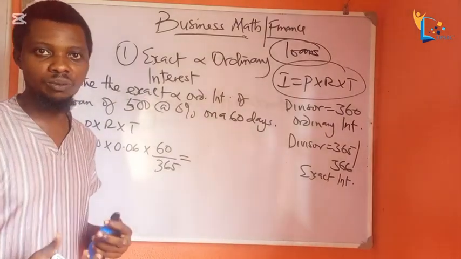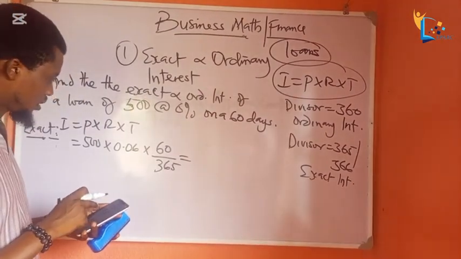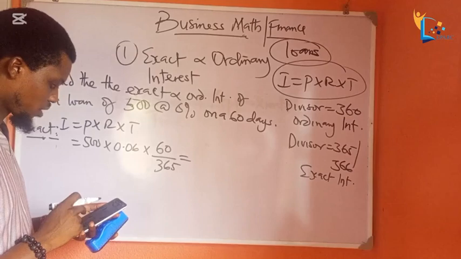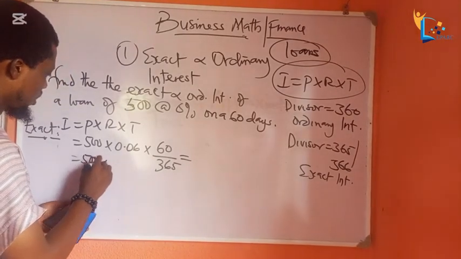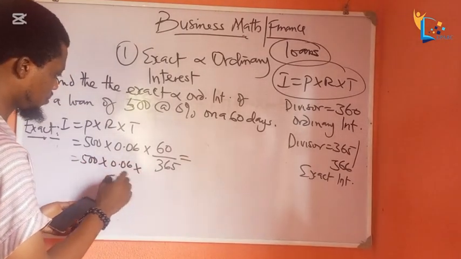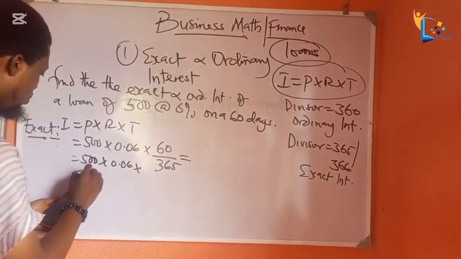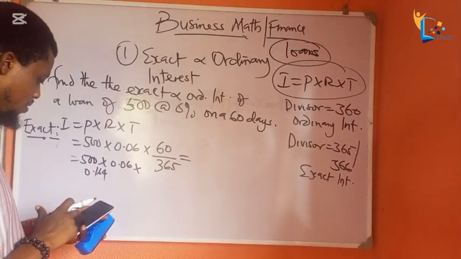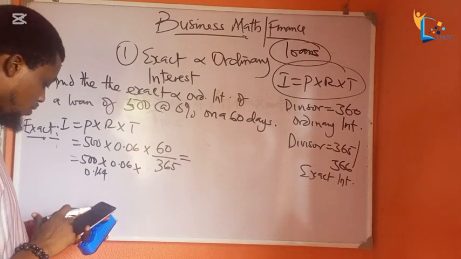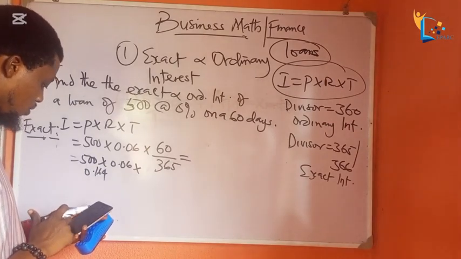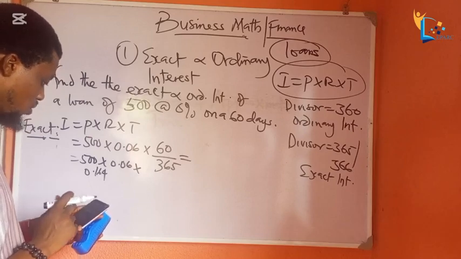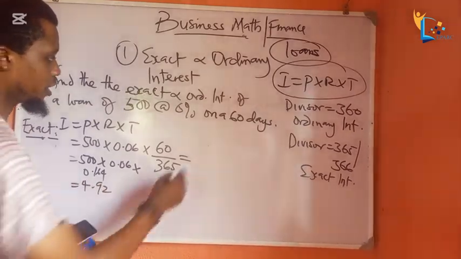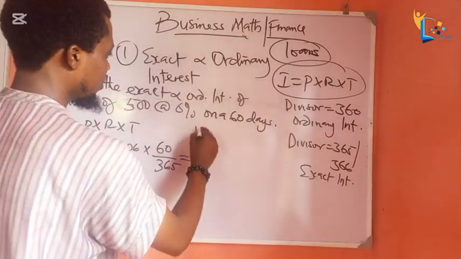Let me get the calculator. So we have 500 times 0.06 times 60 divided by 365, which gives us 0.164. So 500 times 0.06 times 0.164 is equal to 4.92.